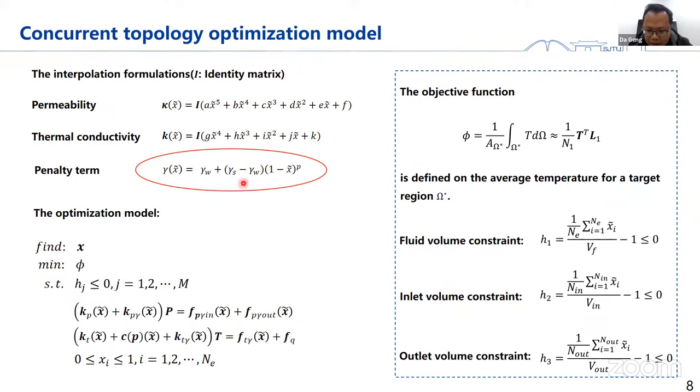Based on the above interpolation formulations, the topology optimization model can be established as follows. The design variable is the macro channel control parameters, the objective function is to minimize the mean temperature of a target domain, and the constraints include the volume constraint and the inlet and outlet volume constraint.